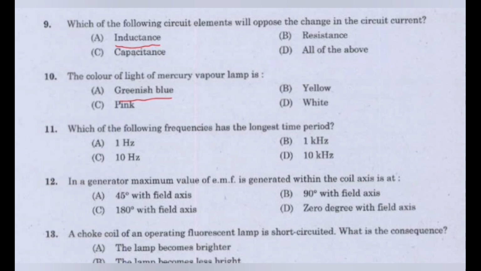Question number 11. Which of the following frequencies has the longest time period? Option A, 1 Hz. Option B, 1 kHz. Option C, 10 Hz. Option D, 10 kHz. Answer is option A, 1 Hz.